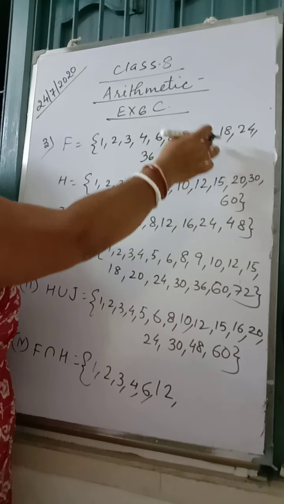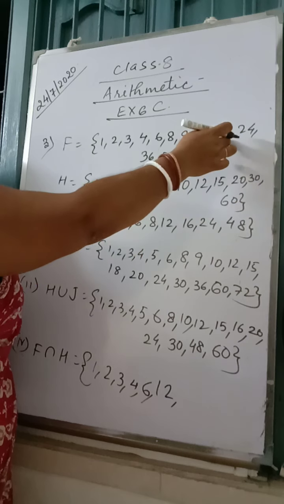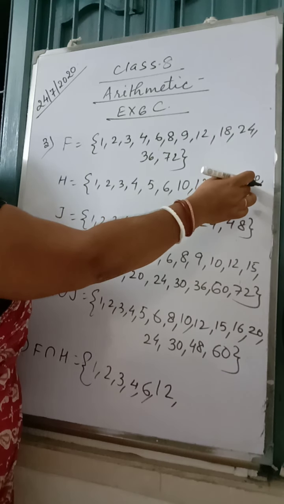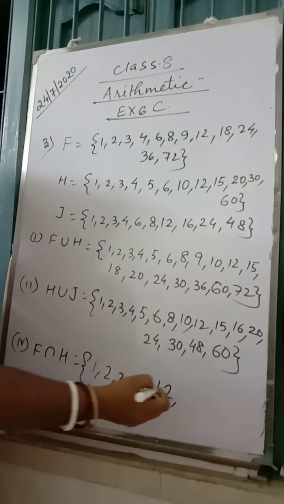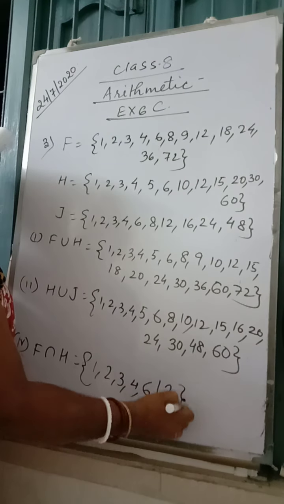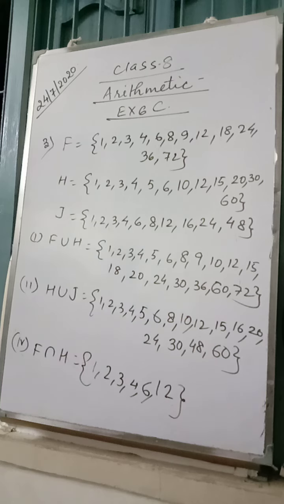Then I didn't have 15 here, 18 here, 20 here, 24 here, 30 here, or 60 here. So these are the members which are common in F intersection H. So just compare and write the answers which are asked.